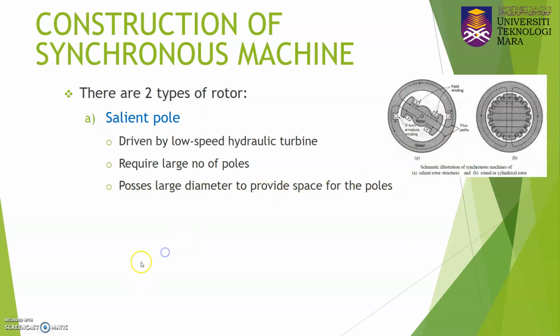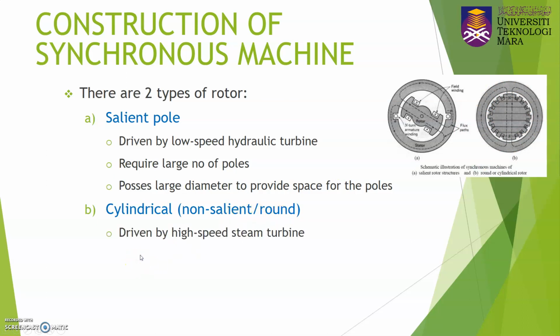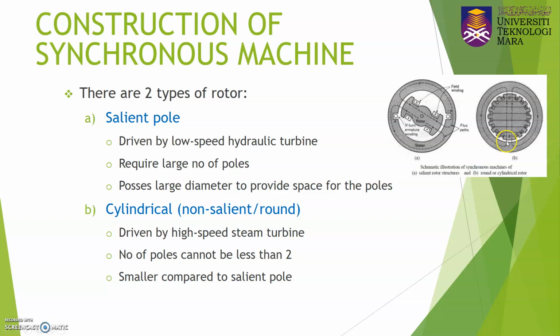The next type of rotor is the cylindrical type, which we can also call a non-salient rotor or round rotor. This type of rotor is driven by a high-speed steam turbine. The number of poles cannot be less than 2. If you compare the round rotor with the salient rotor structure, this type has a smaller size compared to the salient pole.